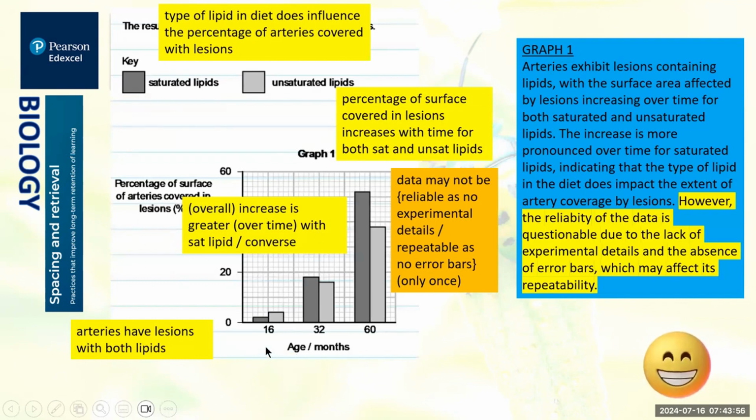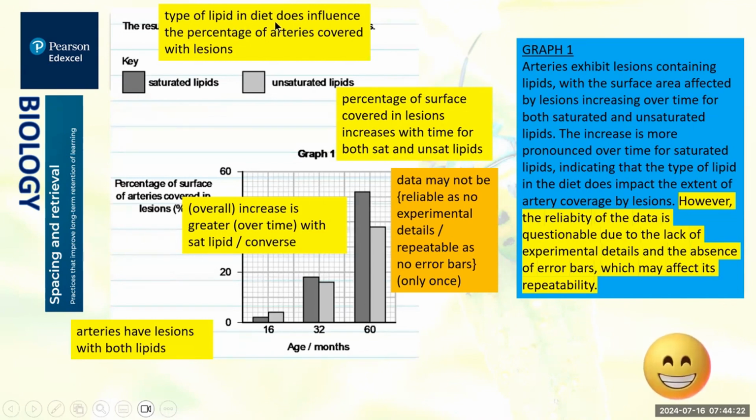Before that, the age and the percentage of surface of arteries covered by the lesions. Arteries have lesions with both lipids, saturated and unsaturated. Arteries fed with the lipids have a lesion, both overall increasing, greater with the saturated lipid. So saturated lipid, the dark gray area, has the greatest increase.